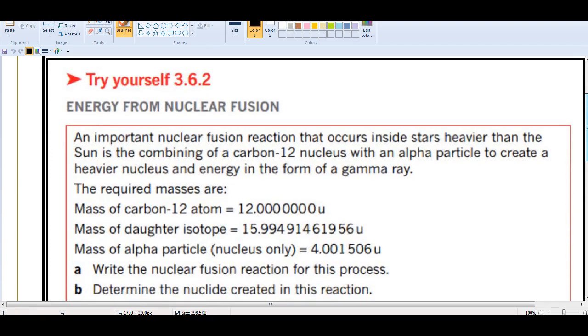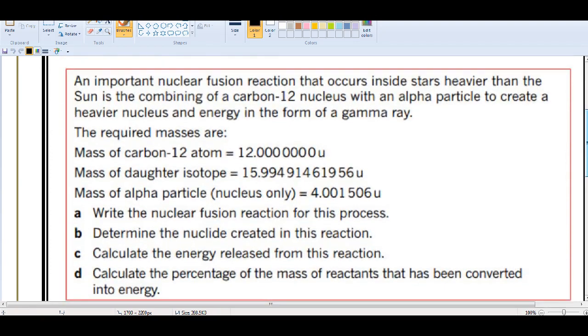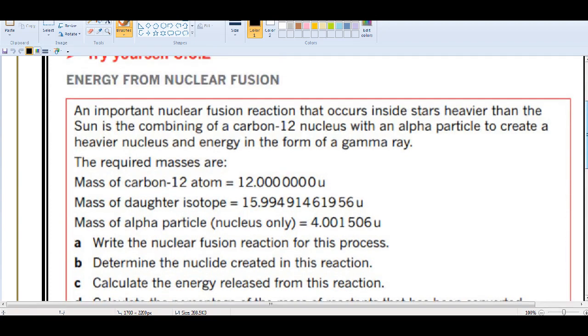Okay, so this would be another example we need to try by ourselves. The answer will be in the notes, so you can track the answer from the notes.